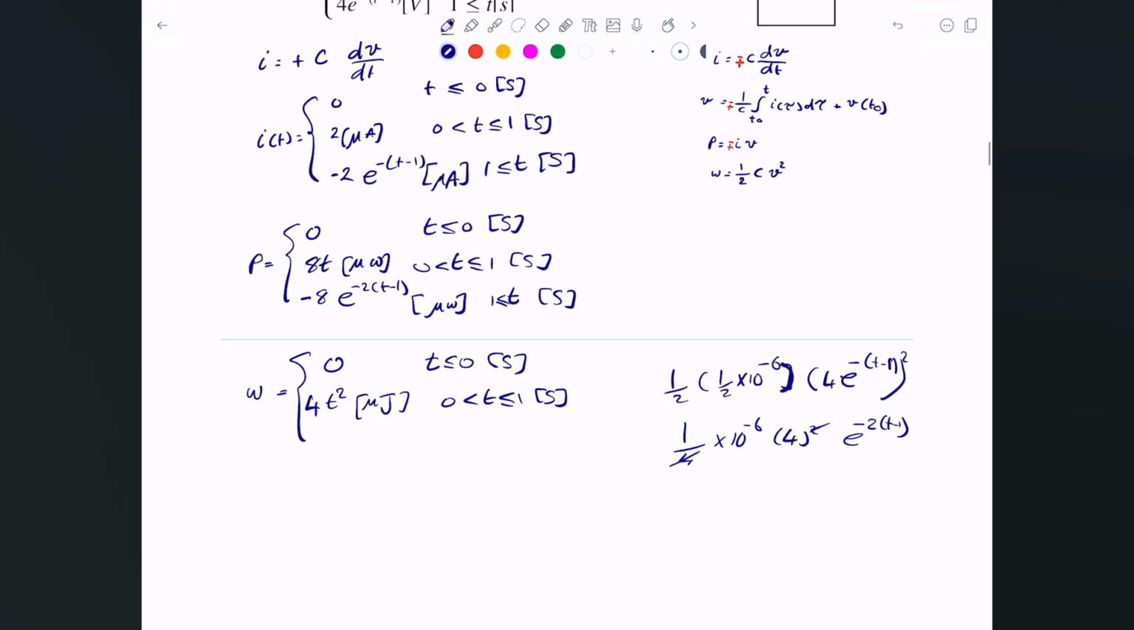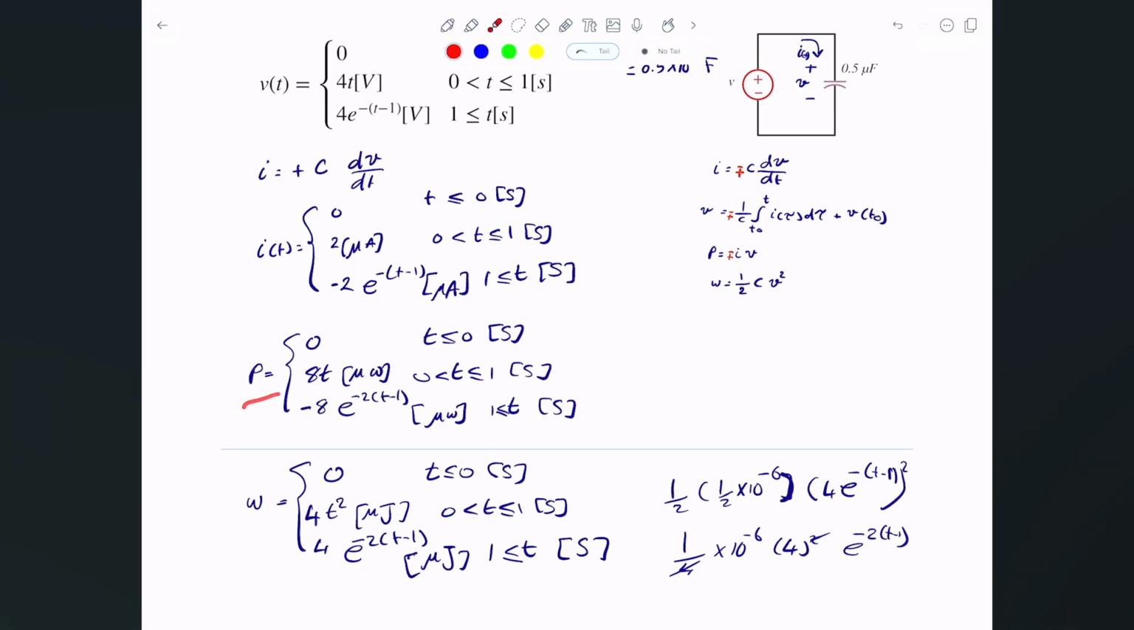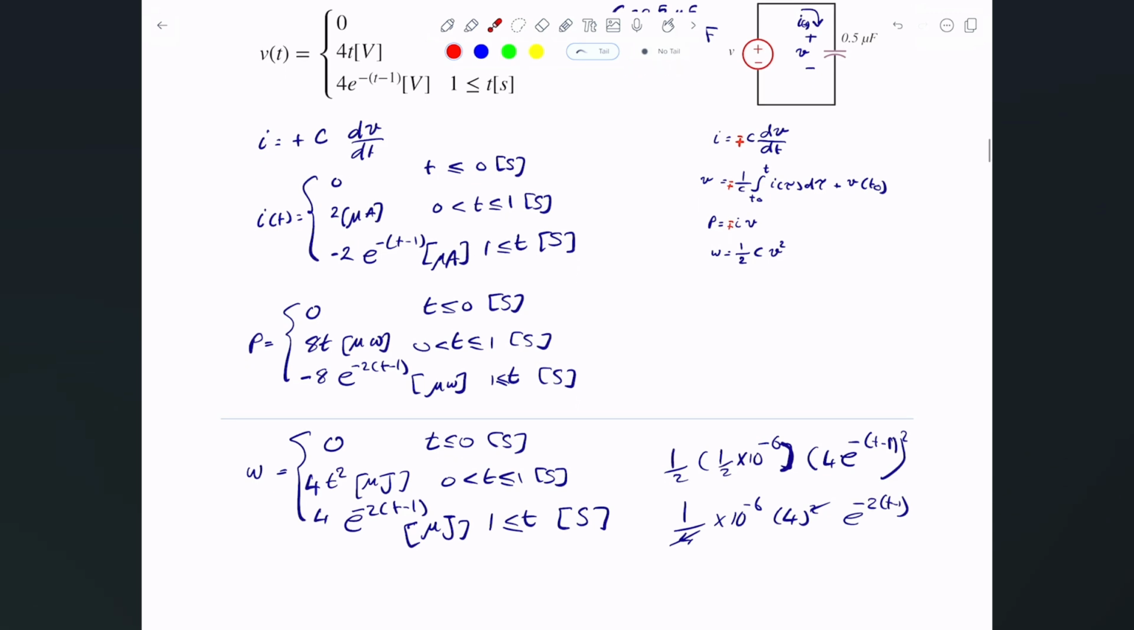Okay, so that will become 4e^(-2(t-1)), and that's basically also in microjoules because I'll get rid of that 10 to the negative 6, and that's when t is greater than 1 second. So we were able to compute the power and the energy. All right, so let me just summarize these equations that we found.